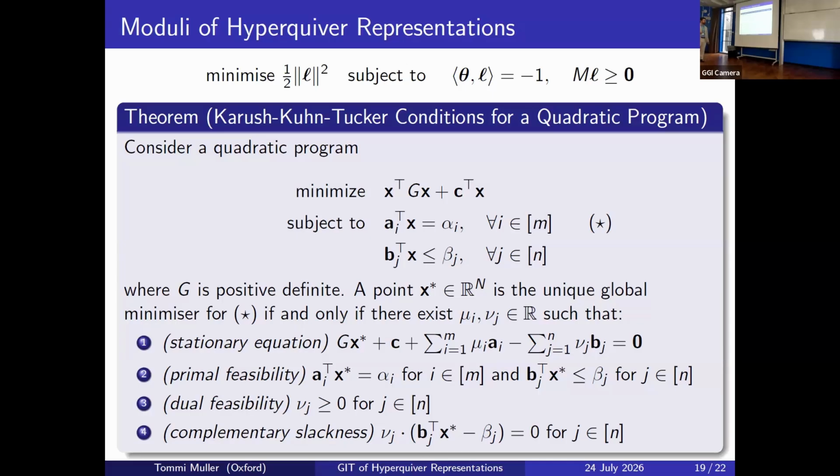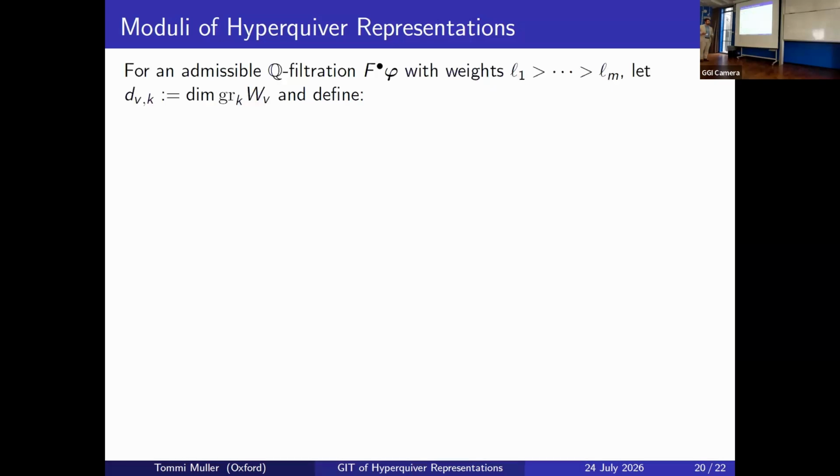So if we use this KKT condition, we will be able to define a notion of HN filtration. If F is an admissible Q filtration with weights L1 up to Ln, we write d_vk for the dimension of the kth weight space at vertex v, and then we just define these quantities which you've already seen.